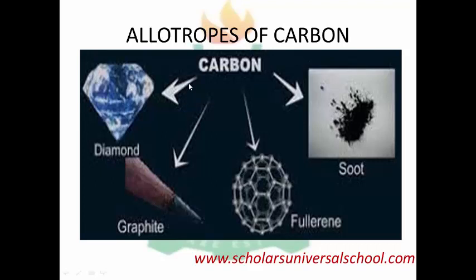For example, diamond here, graphite, fullerene, soot. Anyway, fullerene is not what we consider at this level. So if you are asked about the allotropes of carbon at this level, you think of two areas: the crystalline allotropes of carbon, which are diamond and graphite, and the non-crystalline allotrope of carbon, which is soot. So fullerene is not yet that popular at this level.